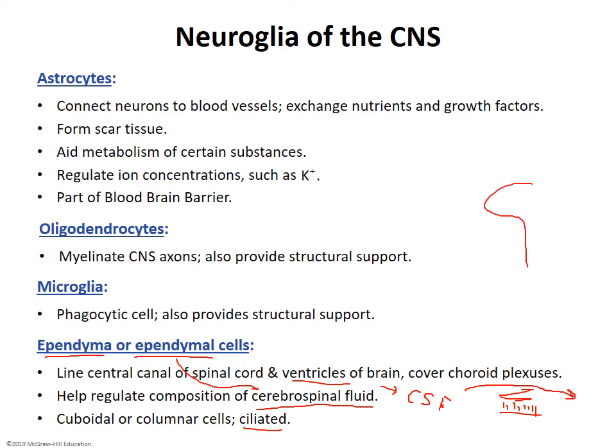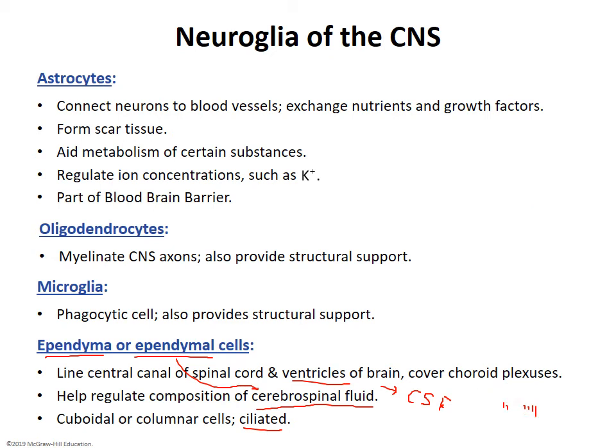And so if this is the brain and spinal cord right here, it's going to cause this cerebral spinal fluid to flow up and down and throughout the brain and then back around. These are kind of the boat motor for the cerebral spinal fluid, getting it to move around to where it needs to go.